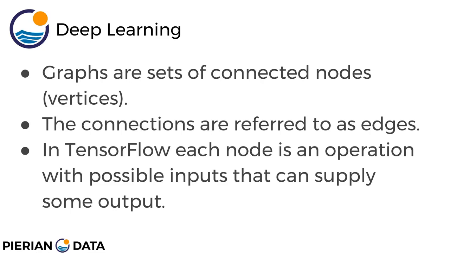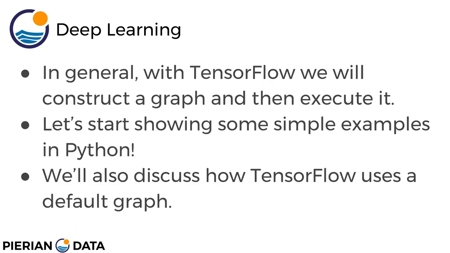Graphs are sets of connected nodes, and sometimes these are called vertices, and the connections themselves between nodes are referred to as edges. So if you have two nodes that are connected, the connection itself is an edge between those two nodes. And in TensorFlow, each node is an operation with possible inputs that can supply some sort of output. Hopefully this feels familiar from our previous section. So in general, with TensorFlow, we're going to construct a graph and then execute it.